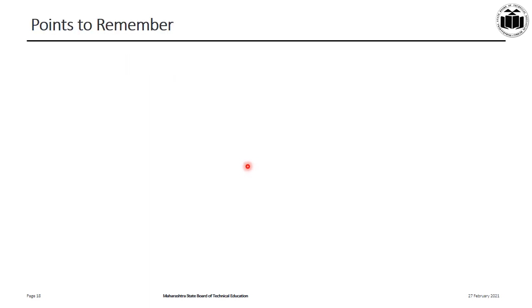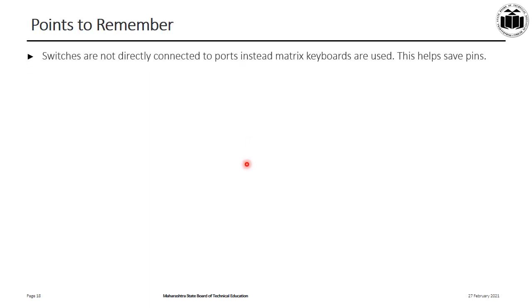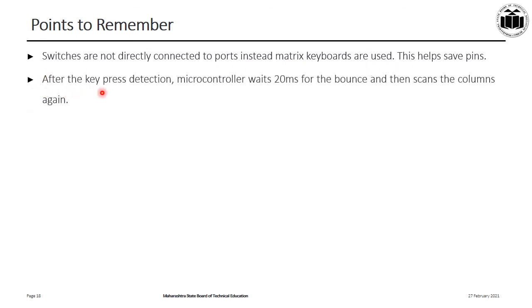Points to remember from our discussion. Switches are not connected directly to ports. Instead, matrix keyboards are used. This helps in saving pins. After the key press detection, the microcontroller waits for 20 milliseconds and then scans columns again. This is done to avoid duplication of keys and erroneous key detection.